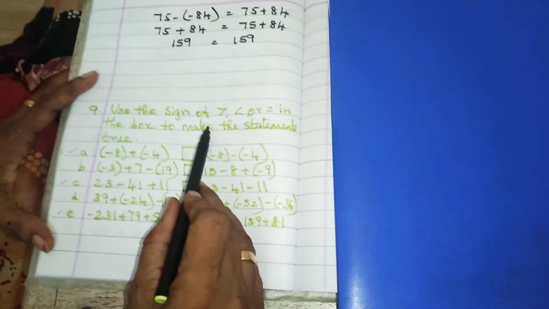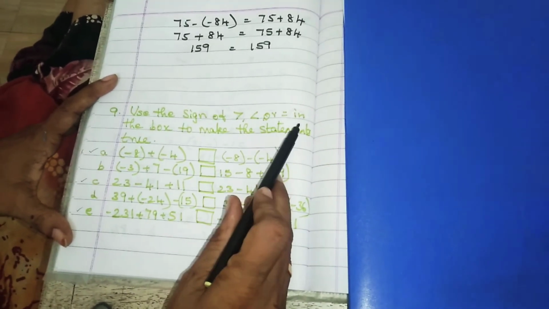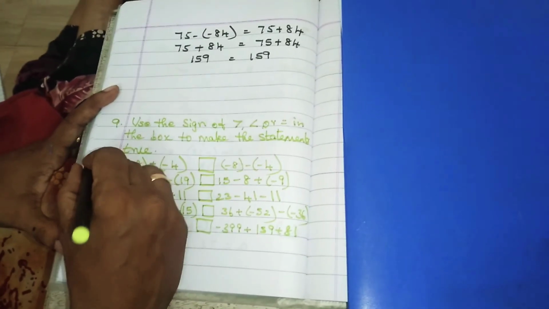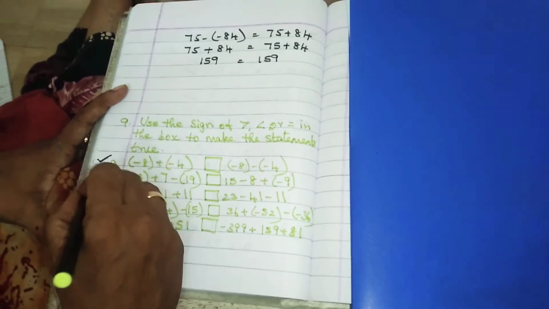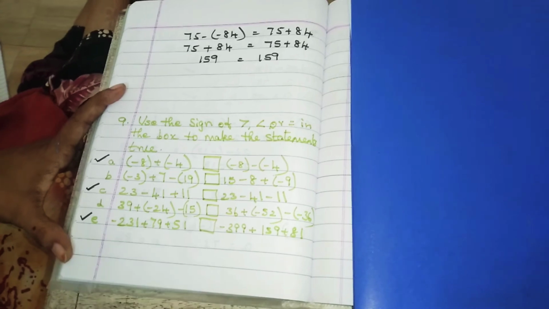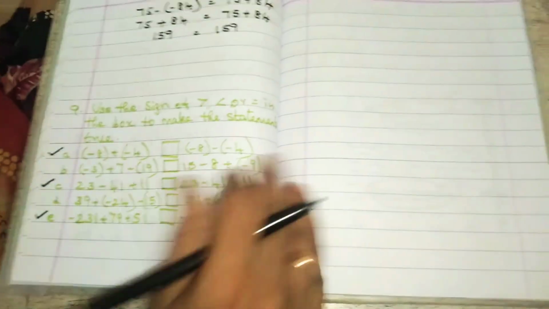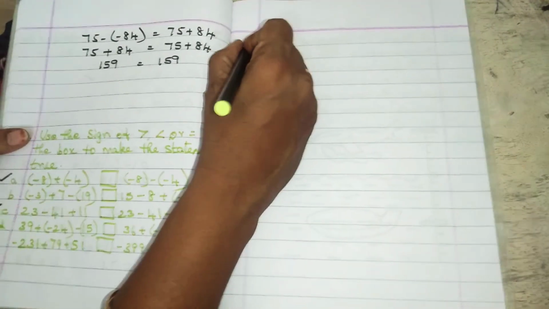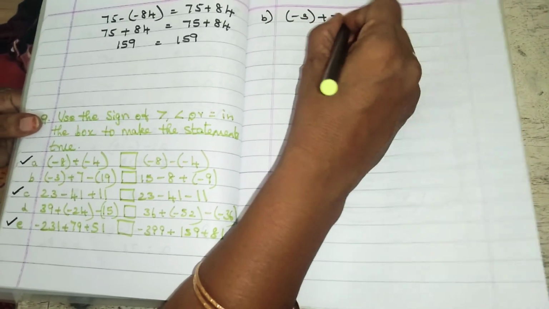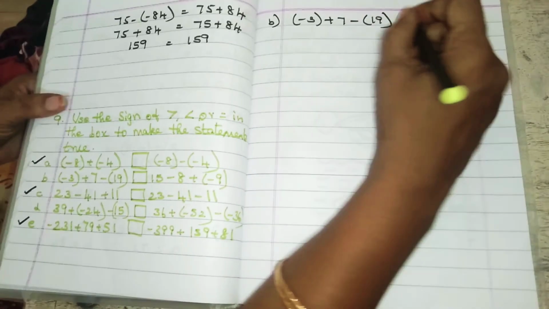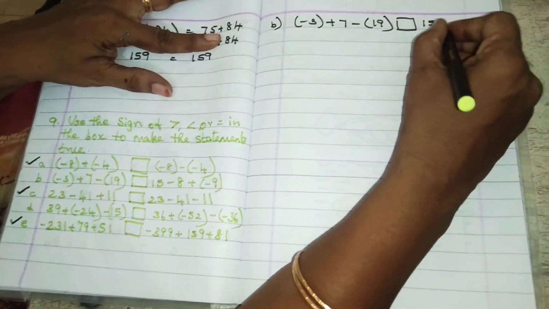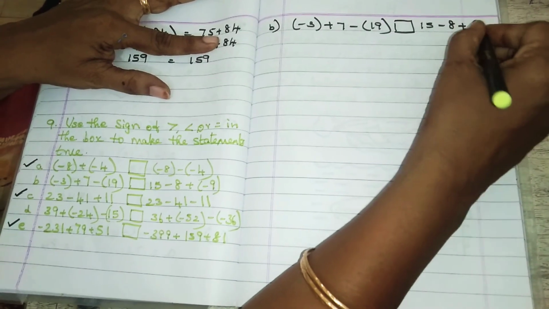Use the sign of greater than, less than or equal to in the box to make the statement true. As I told you, the same way I have got 5 sums. A, C and E you are going to do as homework and I am going to do the B and D sums. Now, what is the B question? Minus 3 plus 7 minus 19, box, 15 minus 8 plus minus 9.